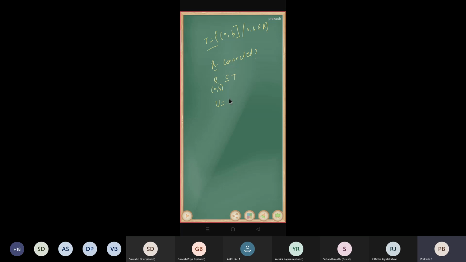That is U is equal to union of A equal to N.